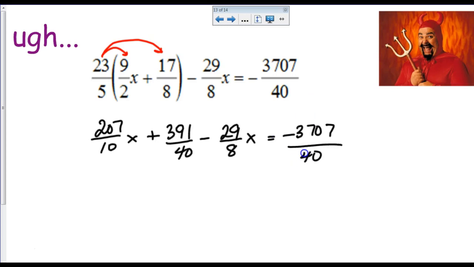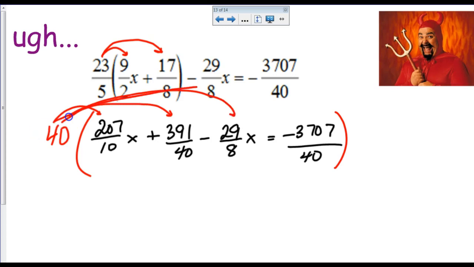So now when I look at my new equation, my denominators of 10, 40, 8, and 40, a good common multiple to use there, I'm thinking of 40. And that is the least common multiple I could use. So I'm going to go ahead and distribute that to everybody. All right, I should have brushed up on my handwriting before I started our work today.